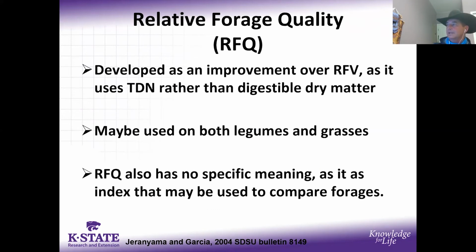Relative forage quality, or RFQ, was developed as an improvement over the relative feed value as it uses the total digestible nutrients rather than the digestible dry matter. This can be used on both legumes and grasses, but also has no specific meaning as it's just simply an index that may be used to compare forages.